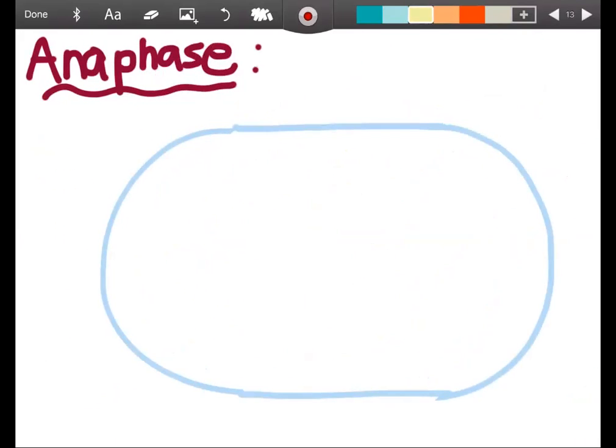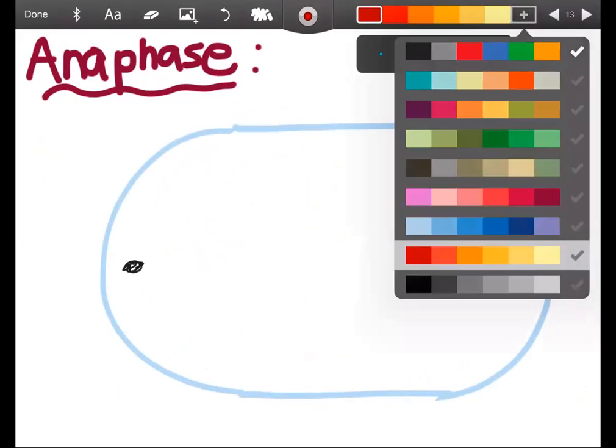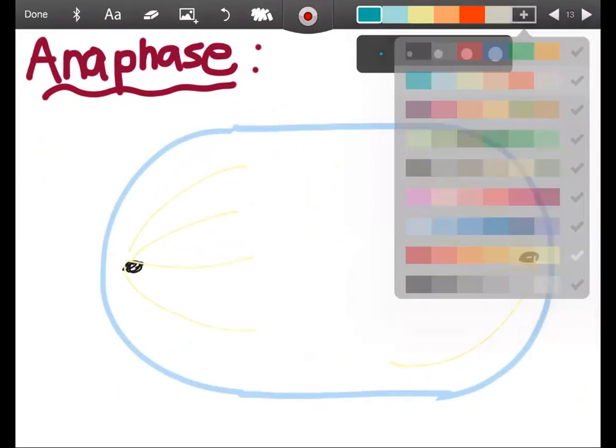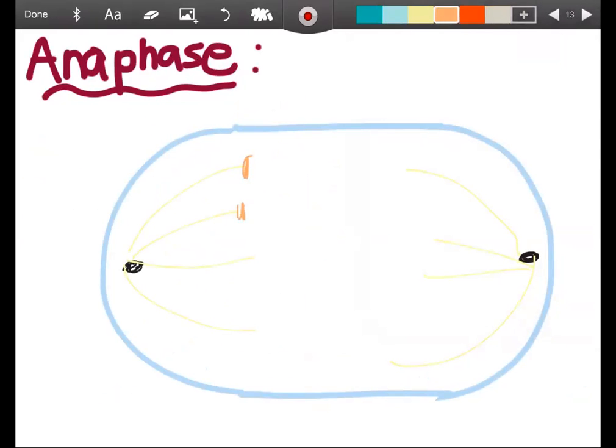And so in anaphase, this is when they are going to be pulled apart. So the centromeres split into two. The sister chromatids are now pulled toward the opposite poles. So remember our centrosomes. They're going to pull these chromatids apart.